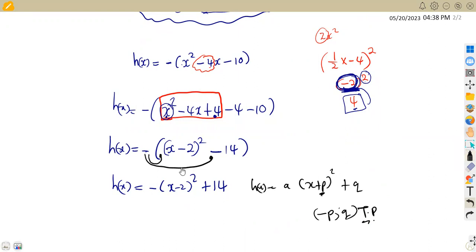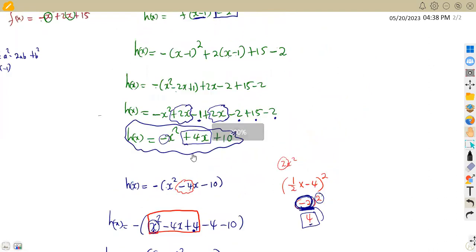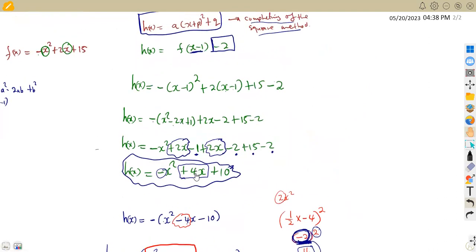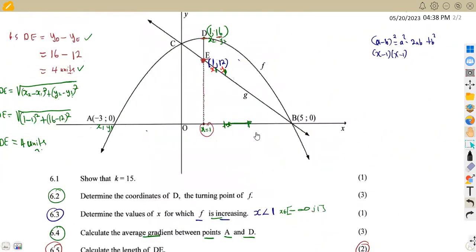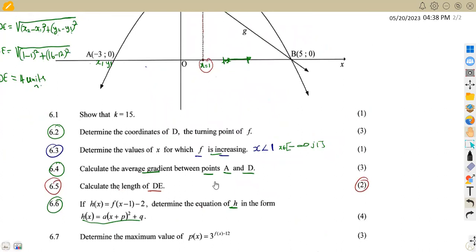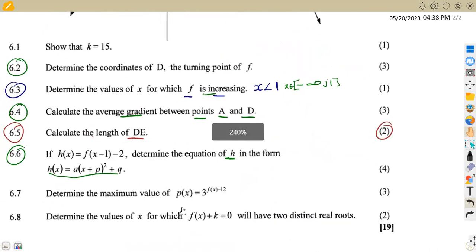Okay, so that was our question, guys. It was actually a tiresome question, I understand, but we are supposed to understand this part. In your revisions, you are supposed also to know how to apply or use the completing of the square method. All right, we move on to the other part of the question, which is question 6.7.